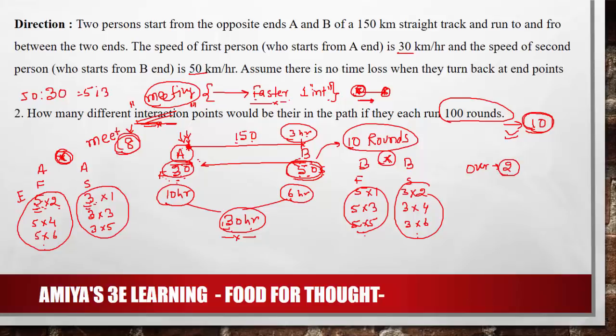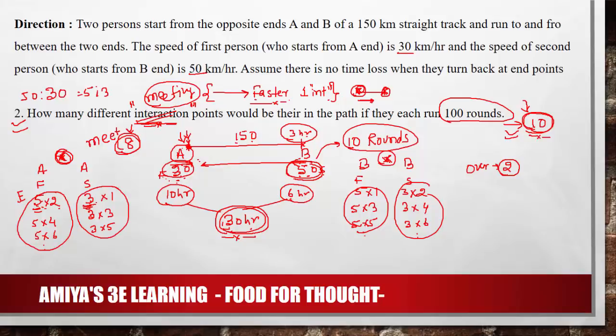So we have solved 3 questions in this question number 2. The total number of interactions would be 10. How come? We found that the process repeats in 30 hours and there are no interactions at the extreme points, since the time of one round is an odd number. So in the 10 rounds there should be 10 interactions.